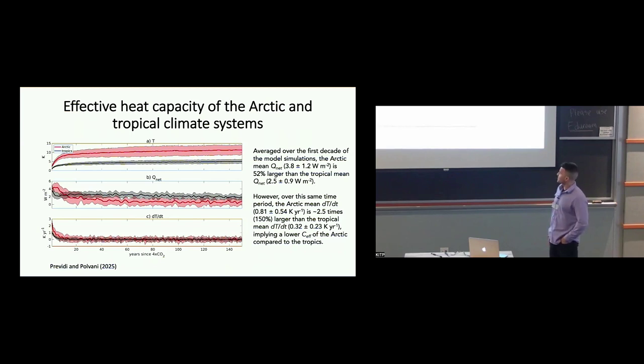These are multi-model means, but in a handful of the individual CMIP models, Q net actually returns to 0 over the Arctic a few decades after 4 times CO2. So that's an indication, that removal of that net heat uptake, that the system has returned to equilibrium. We know the lower heat capacity systems return faster to equilibrium than higher heat capacity systems. So that's another indication of the lower heat capacity of the Arctic compared to the tropics.